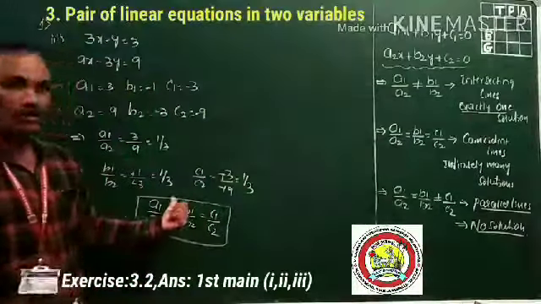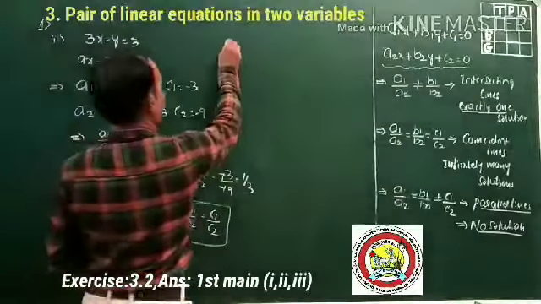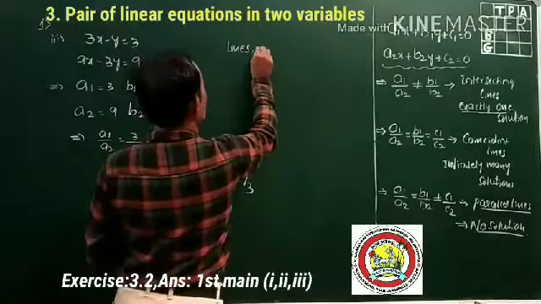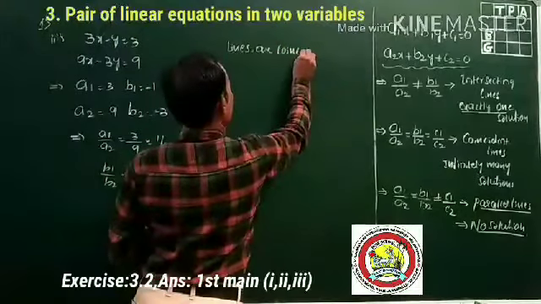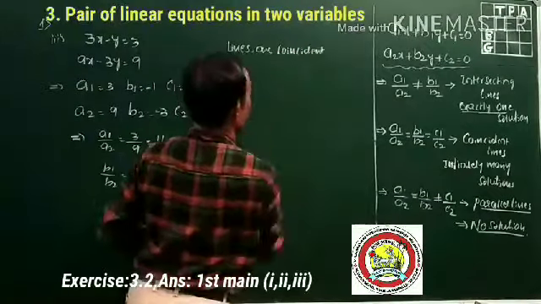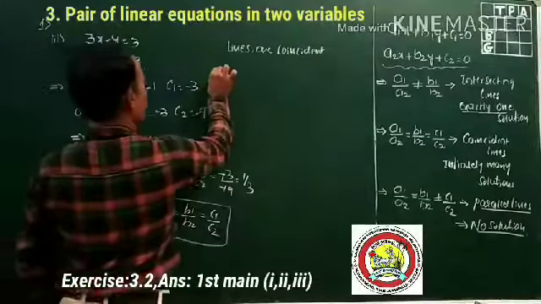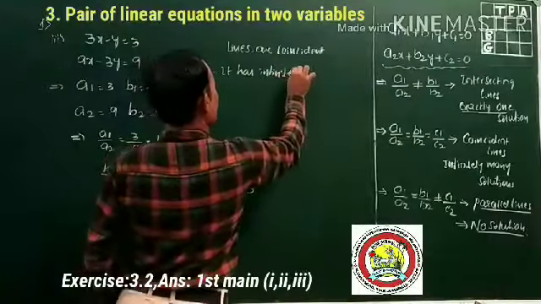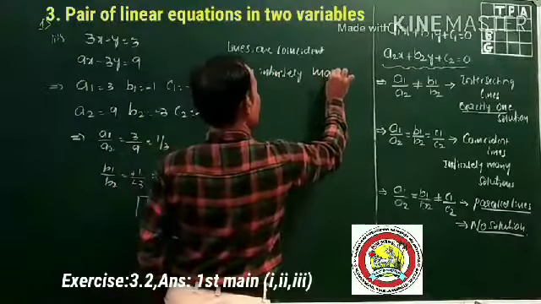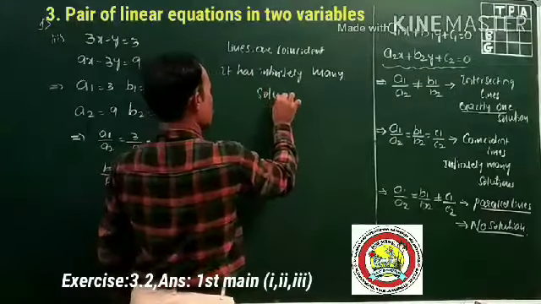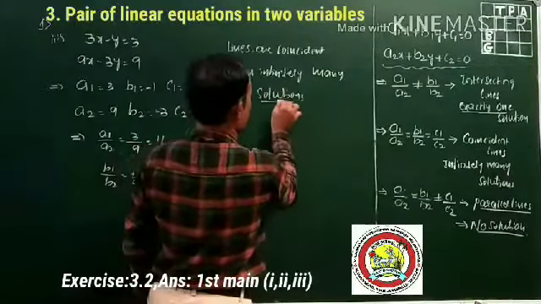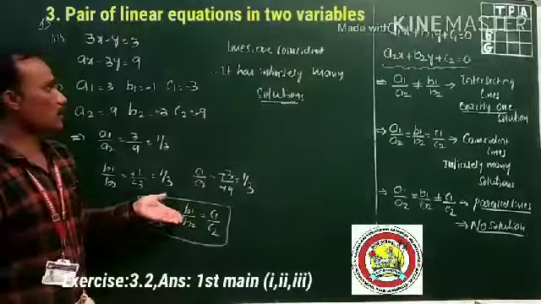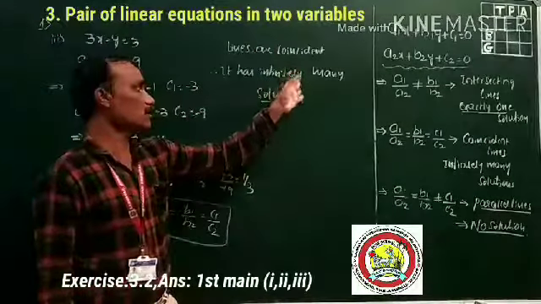If A1 by A2 is equal to B1 by B2 is equal to C1 by C2, then the given lines are coincident. If the lines are coincident, therefore it has infinitely many solutions. So this is the conclusion. We cannot find a unique solution. So we can write, after getting the ratios, lines are coincident, it has infinitely many solutions.